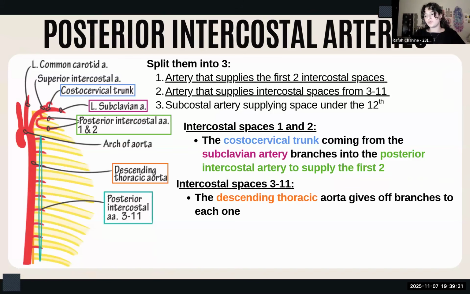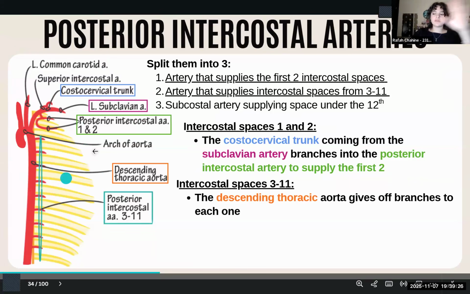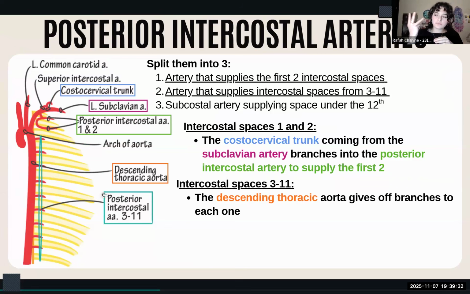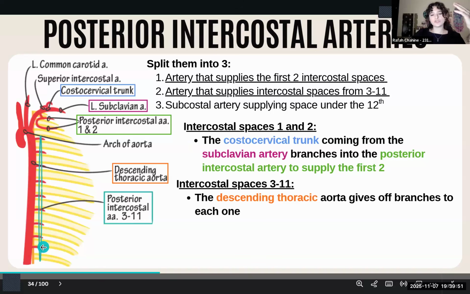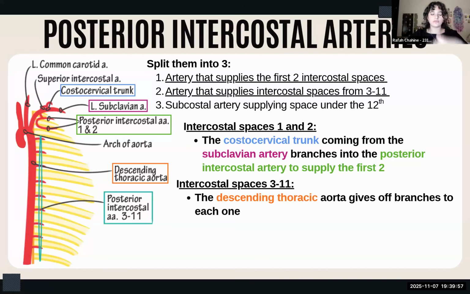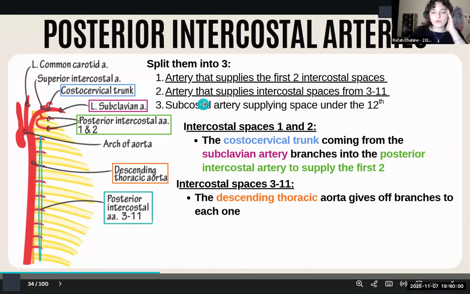Now we're going to start off with the posterior, okay? So this is half of a complete picture. We're going to see the complete thing later. Now, we're looking at the posterior intercostal arteries. I want you to split them up into 3 different parts, okay? Part number 1 is an artery that only supplies the intercostal spaces of 1 and 2. So one artery supplies the first 2 intercostal spaces, and that's it. Then we have another bunch of arteries that supplies the intercostal spaces from 3 till 11. And lastly, the intercostal space of 12, literally the abdominal cavity under the 12th rib, is going to be supplied by this artery called the subcostal artery.